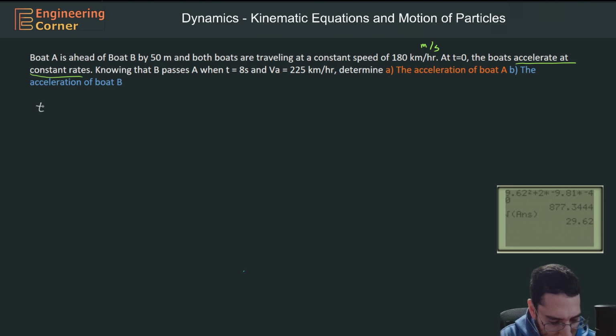So at time is equal to 0, we have boat A over here. Actually, I don't want to go up and down. I want to keep it in the x direction. So we'll say that boat A is over here. And boat B is over here. So boat A is ahead of boat B by 50 meters. So right here, this is 0 meters. Right here, we're going to say this is 50 meters. Anything that's going in this direction is going to be positive.